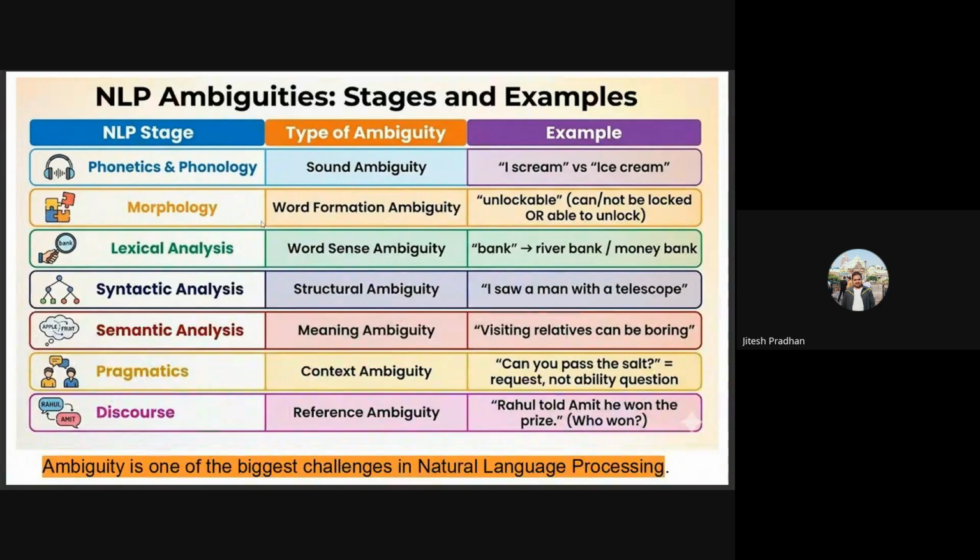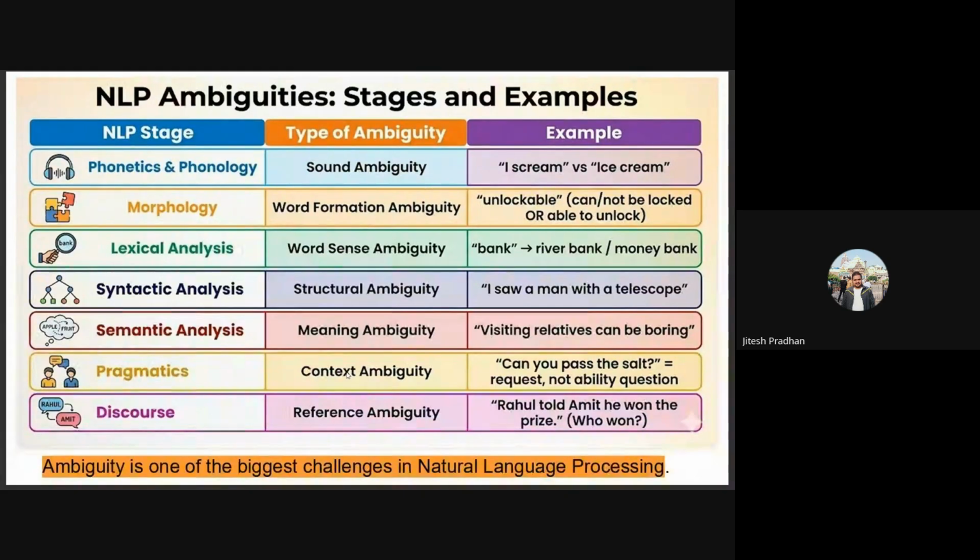So we have basically these stages of NLP, which I will discuss in the next slide. The types of ambiguity are: sound ambiguity, word formation ambiguity, word sense ambiguity, structural ambiguity, meaning ambiguity, context ambiguity, and reference ambiguity. So context ambiguity is what I have just discussed: I saw a man with a telescope.